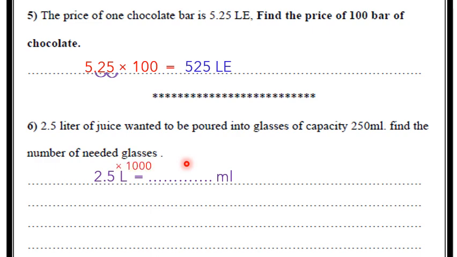So I will write times 1000. Here a decimal number, so I will move the decimal point 3 places to the right. 1, 2, 3, and the 2 empty places I will replace them by 2 zeros. So the answer will be 2500. Now let's write 2500. I want to divide it by 250. So here 2500 divided by 250, it will be 10 glasses.